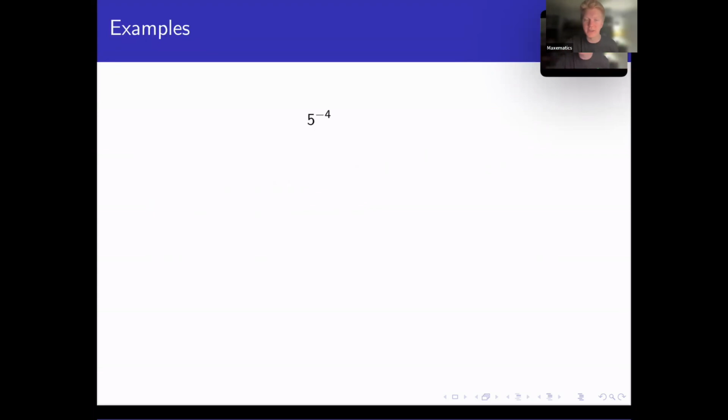So let's do 5 to the negative 4. Well, any number raised to a negative exponent is 1 over that thing raised to the positive power. So 5 to the negative 4 is the same as 1 over 5 to the 4th. Well, 5 to the 4th is 625. 5 times 5 is 25. 25 times 5 is 125. 125 times 5 is 625.